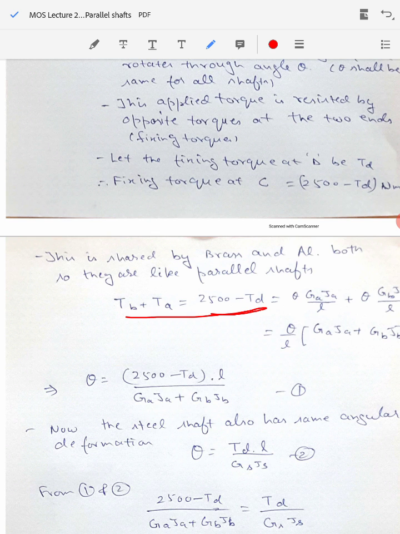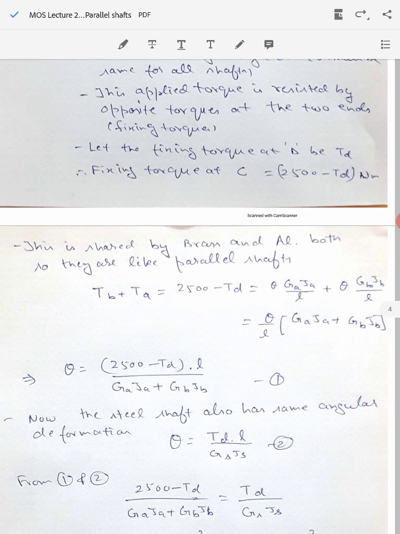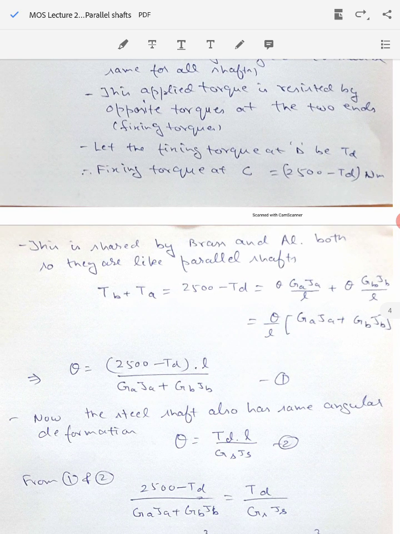And what is TB or what is TA? You can express T by theta is equal to GJ by L. The angular deformation theta is the same, so theta times GA JA by L will be TA, and similarly theta times GB JB by L will be equal to TB, the torque in brass and the torque in aluminum. You bring out theta by L common outside, so that remains theta by L times (GA JA plus GB JB). From this you can calculate the angular deformation theta as (2500 minus TD) times L divided by (GA JA plus GB JB).